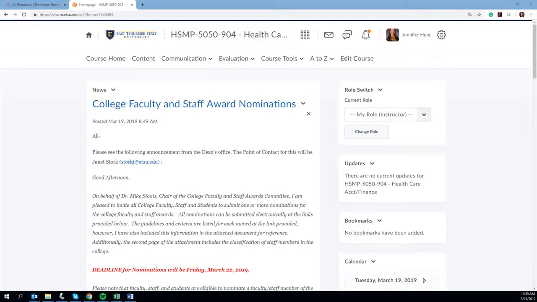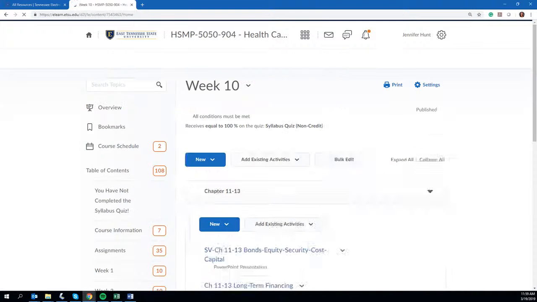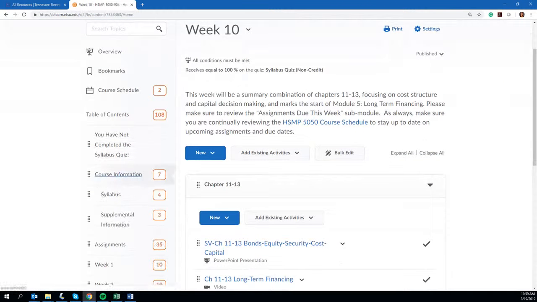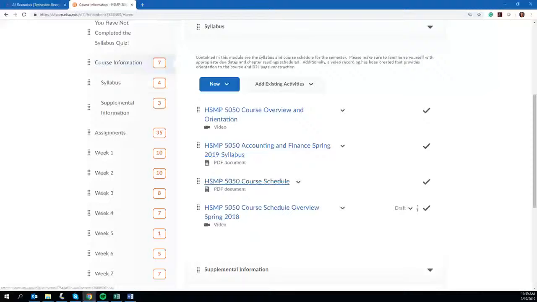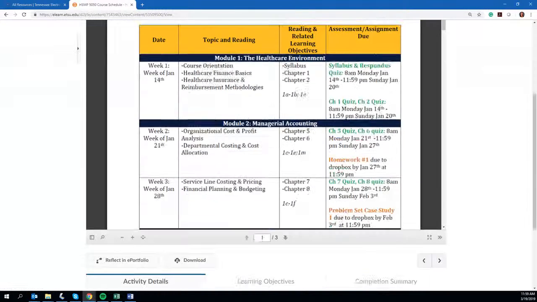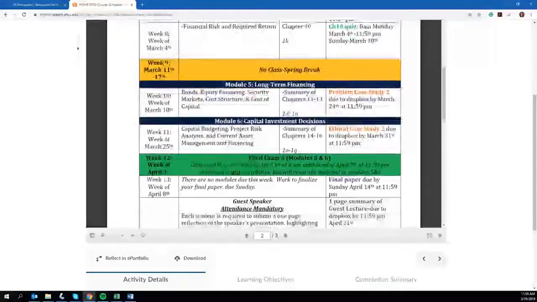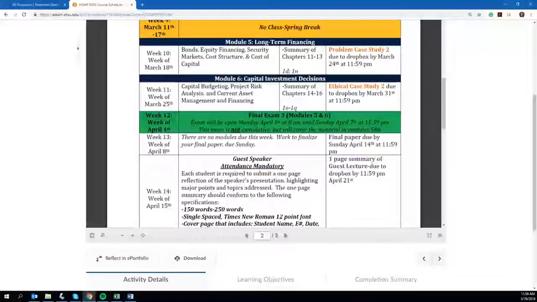As we navigate over to the content module and go down to the course syllabus under course information, we can see our schedule for the rest of the semester. Scroll down to week 10. We'll see this week we're talking about a summary of chapters 11 through 13.